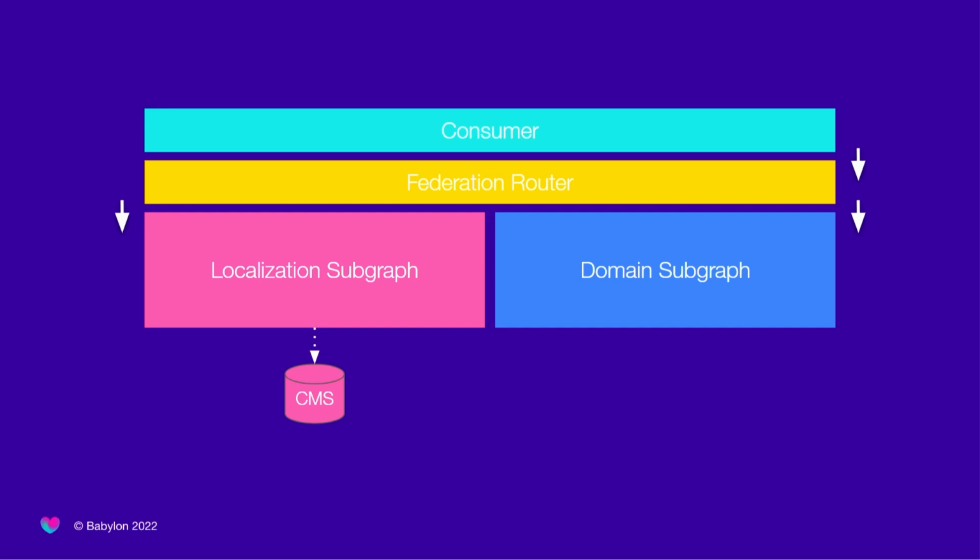So what if we had a localized string type instead? Well, in that case, we could have an architecture that looks more like this. What we've changed here is that instead of having a localization service, we now have a localization subgraph. And so we're no longer having the domain subgraph have this synchronous dependency on the localization service. Additionally, it's now possible for the localization subgraph to request the localization preferences directly from the consumer. So we're no longer having to shuttle the localization preferences through the domain subgraph.